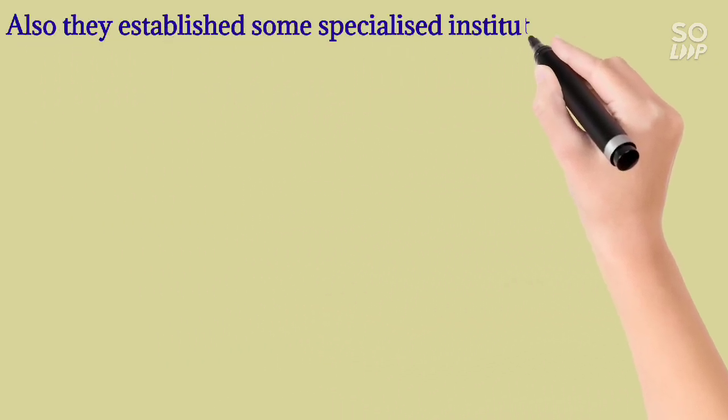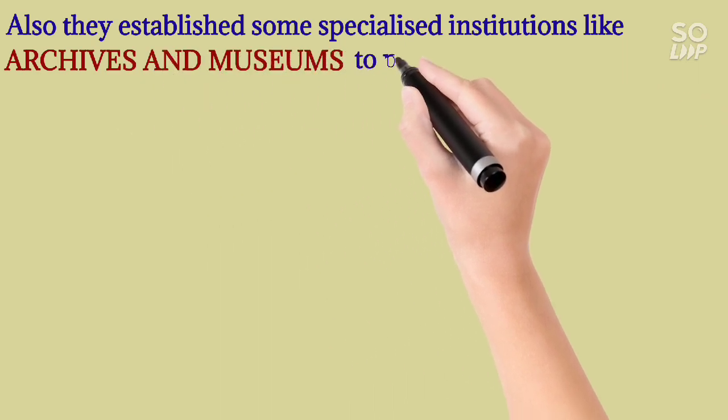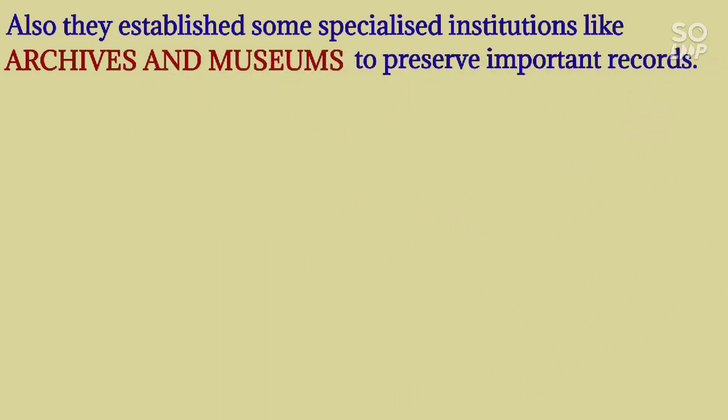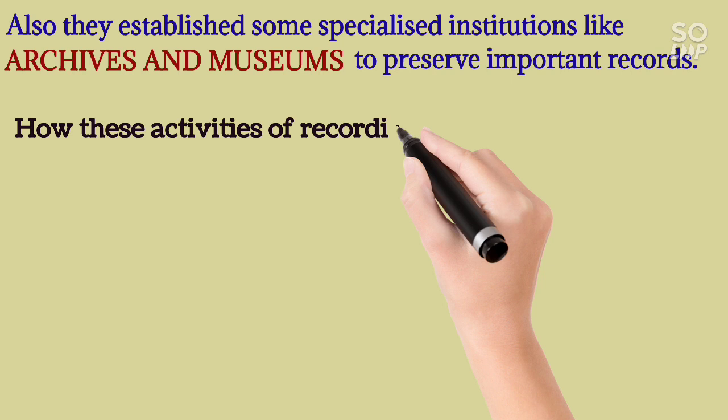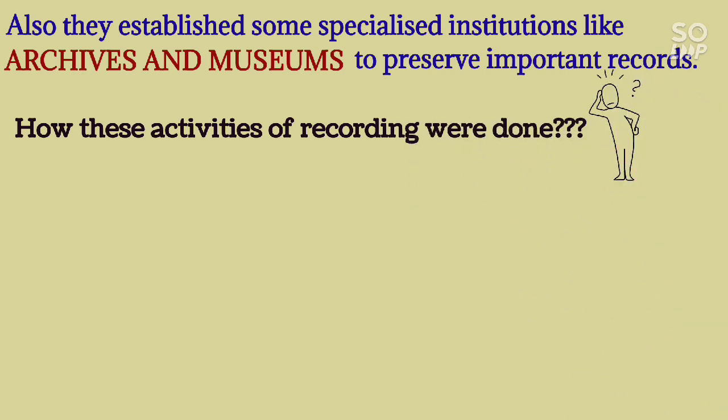Except for record rooms, the British government also established some specialized institutions, archives and museums to preserve important records regarding administration. Okay, from the above discussions, now it's clear to us that recording of activities was important for British officials, right? But here we should remember that we are talking about the time of 250 years ago, when there was no means of printing, right? Now the question is, 250 years ago, how were these activities of recording done? Let's find out the answer.